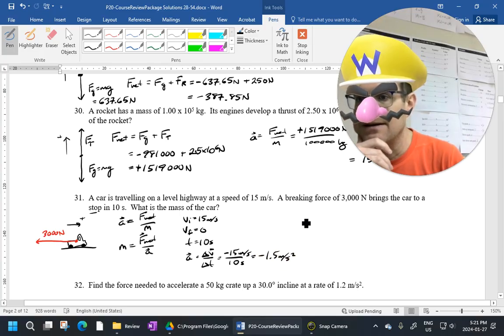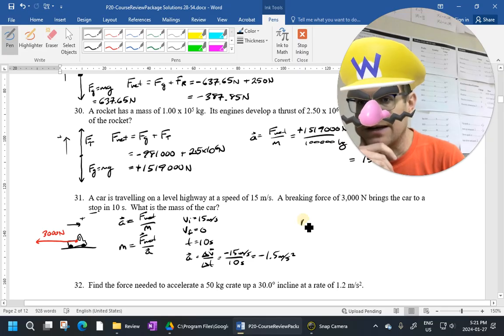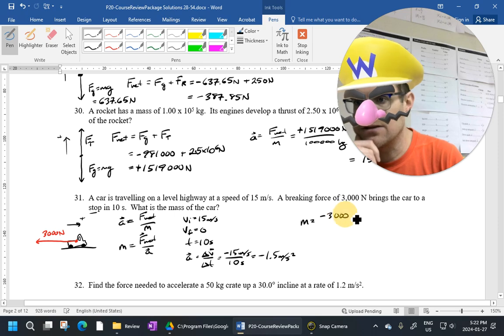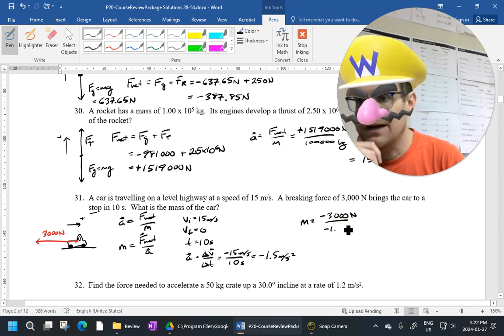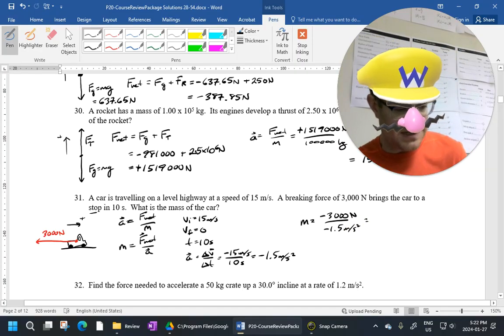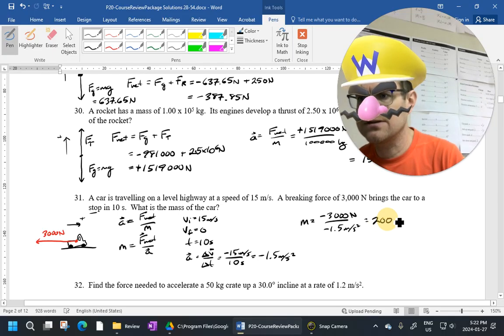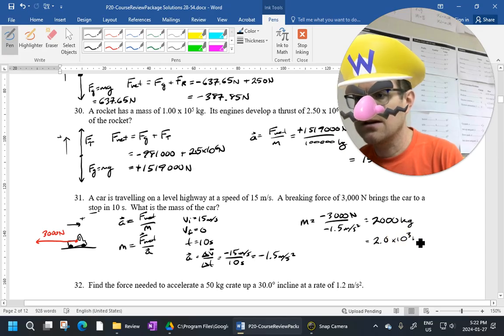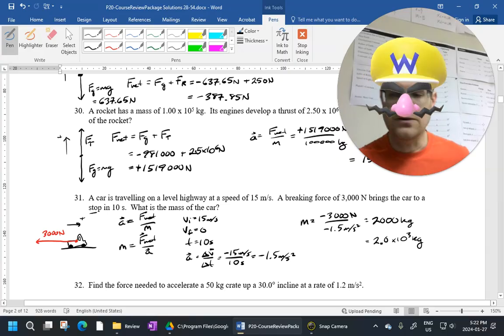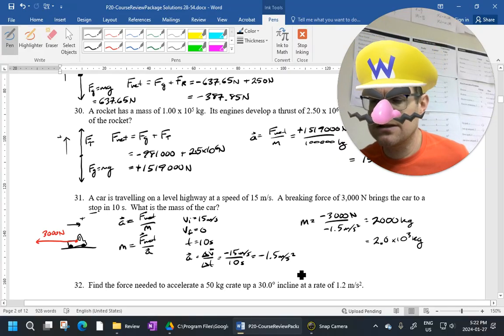Okay, so now I have my acceleration. I go back to my formula. My F net, which is negative 3,000 newtons, divided by my acceleration. All right, I should probably be able to do that in my head. Yeah. Is that 2,000? Yeah. 2,000 kilograms. 2 sig digs, right? 2.0 times 10 to the 3 kilograms. Cool. I guess you could change it like megagrams if you wanted to. That's fine.